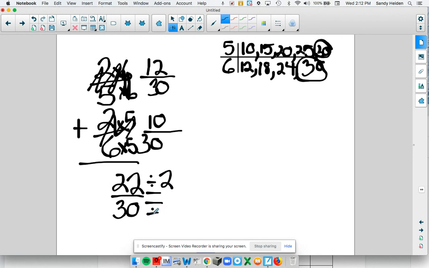If I don't pick a big enough number to divide by, we can always divide again. 22 divided by 2 is 11, because 11 times 2 is 22. 30 divided by 2 is 15, because 15 times 2 is 30. Does anything go in 11 and 15? Nope, simplest form. So our answer is 11/15.